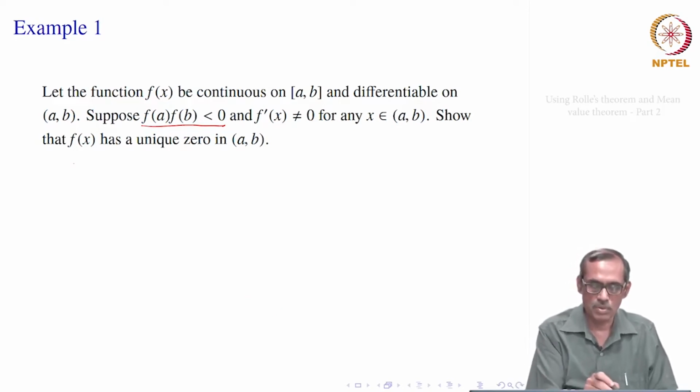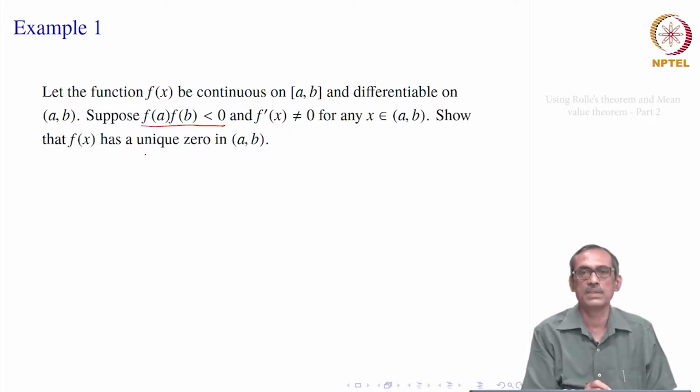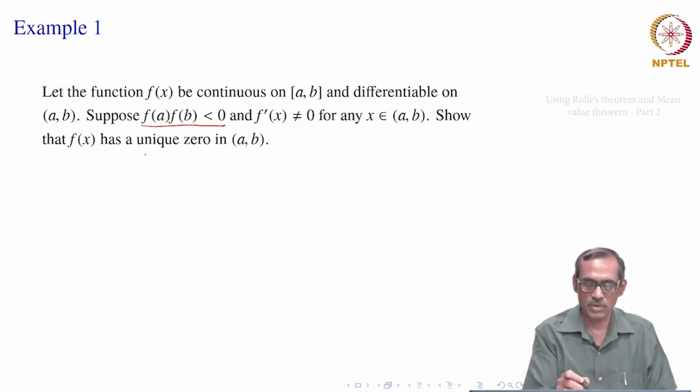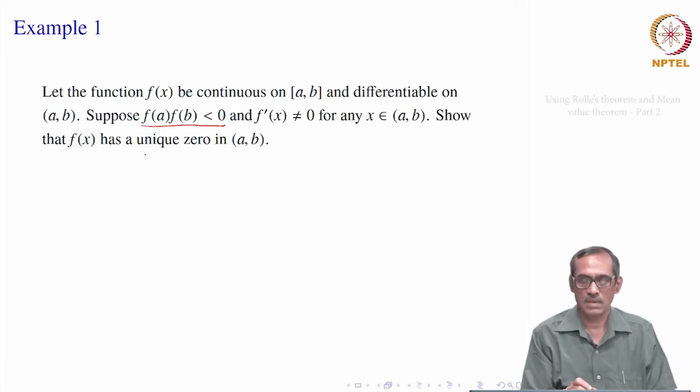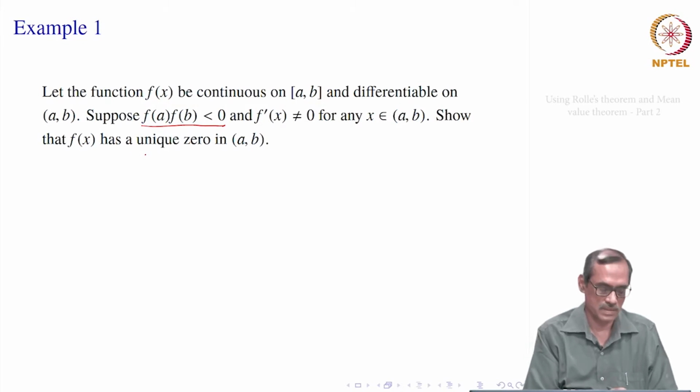Now, we need to show that f(x) has a unique 0 in the closed interval [a, b]. First we have to show that it has a 0, that is, there is a point c such that f(c) equals 0. And second, we have to show that if d is another point and c is less than d, then there is something wrong, or you say c is equal to d. One of these we have to show for uniqueness.